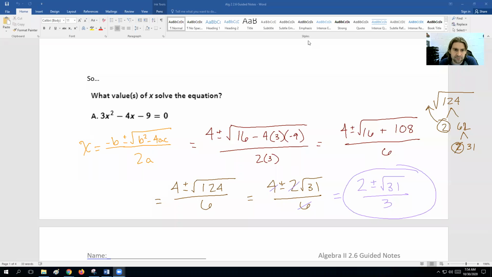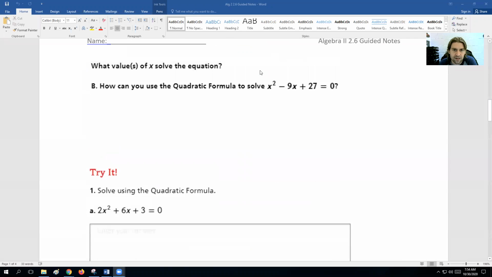So let's keep looking here. Let's do some more problems. All right, some more practice. How can we use the quadratic formula to solve this one? All right, so x equals negative b. So b is negative 9. If I make that negative, it's positive 9, plus or minus the square root of b squared. Negative 9 squared is 81, minus 4 times a, which is technically 1, times c, which is 27, all over 2 times a, which is 1.